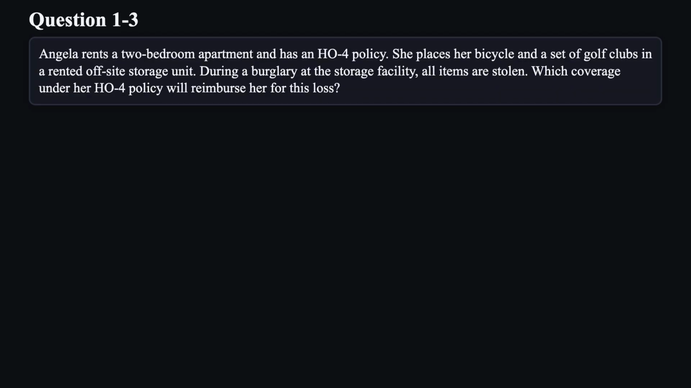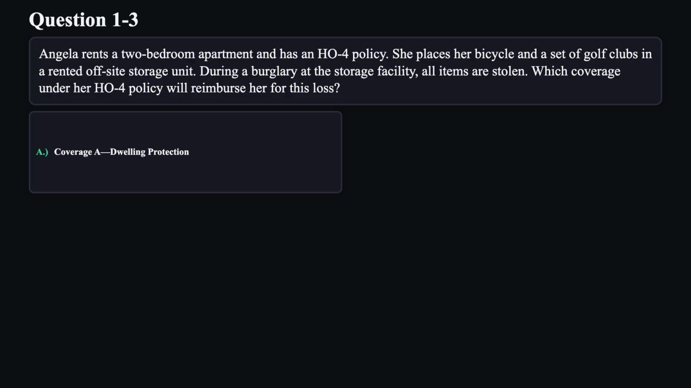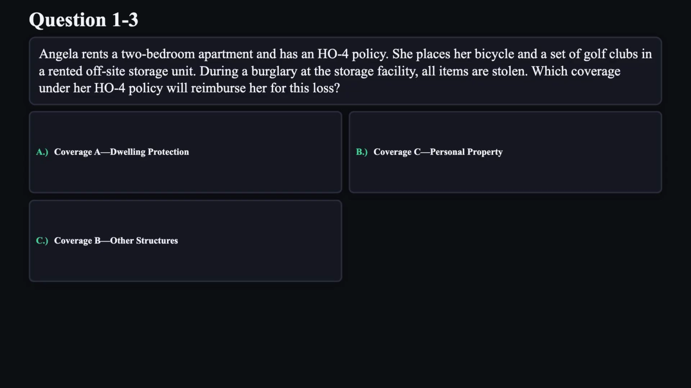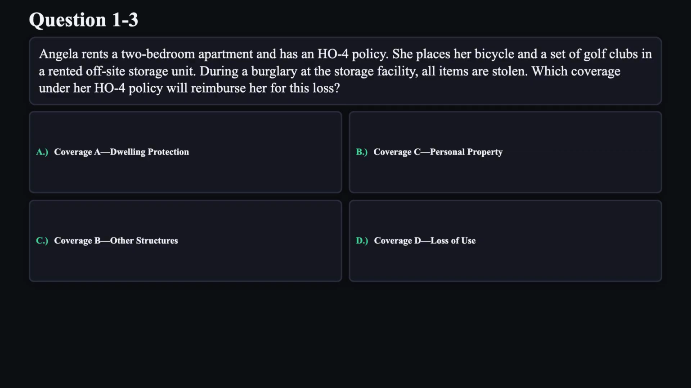Question 3. Angela rents a 2-bedroom apartment and has an HO4 policy. She places her bicycle and a set of golf clubs in a rented off-site storage unit. During a burglary at the storage facility, all items are stolen. Which coverage under her HO4 policy will reimburse her for this loss? A. Coverage A, dwelling protection. B. Coverage C, personal property. C. Coverage B, other structures. D. Coverage D, loss of use.